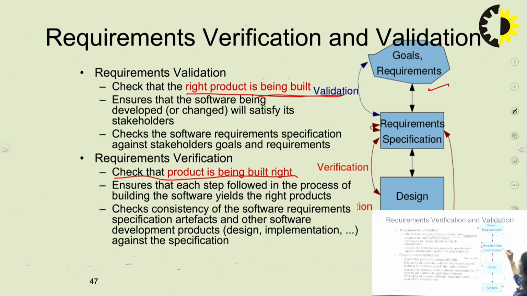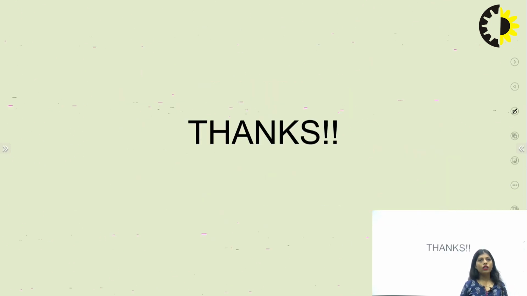So this is the diagram of verification and validation. First, we have to know about our goals and requirements, and after that we can generate our requirement specification. After the requirement specification, we can create a software design. After designing, we can generate our system. So this is the process of requirement verification and validation, and these are all the steps of the requirement engineering process. Thank you.